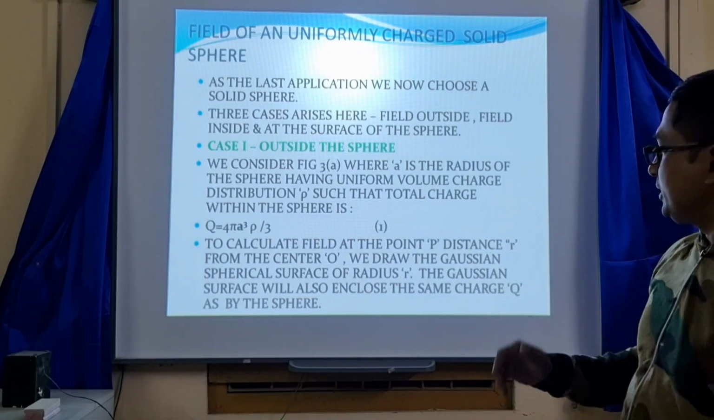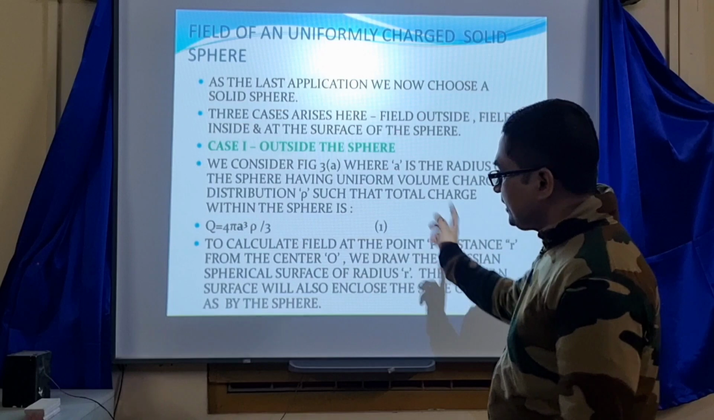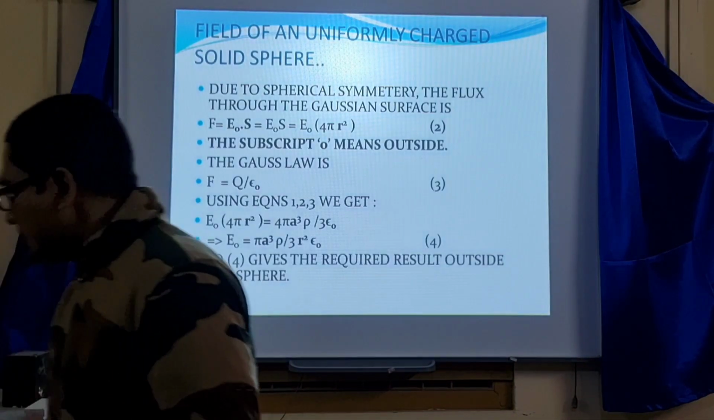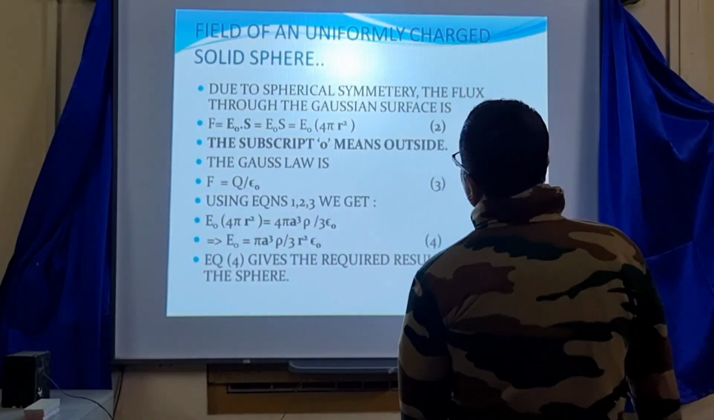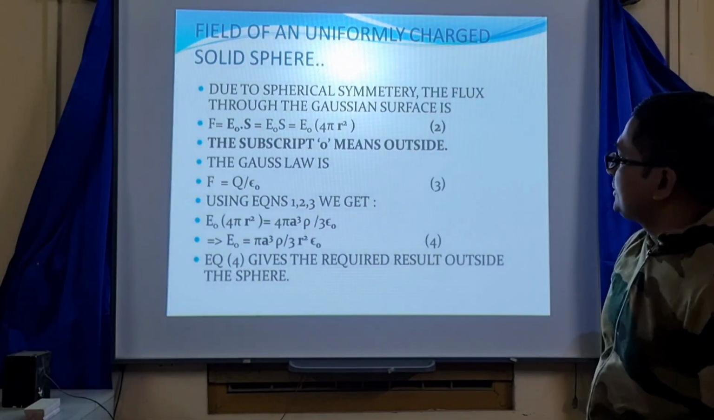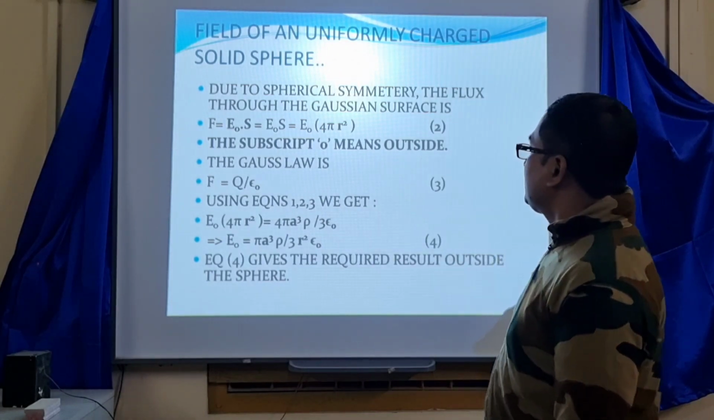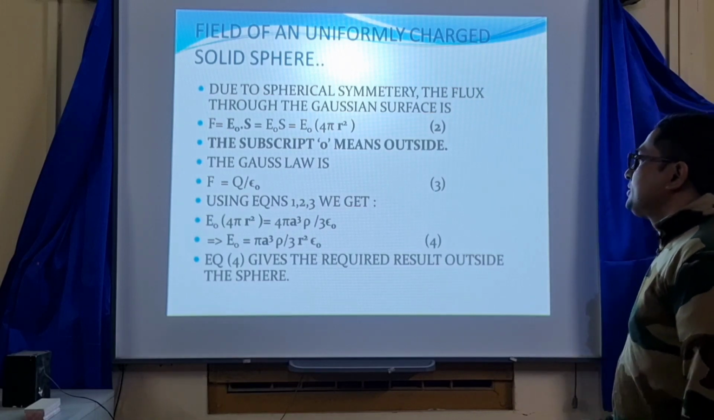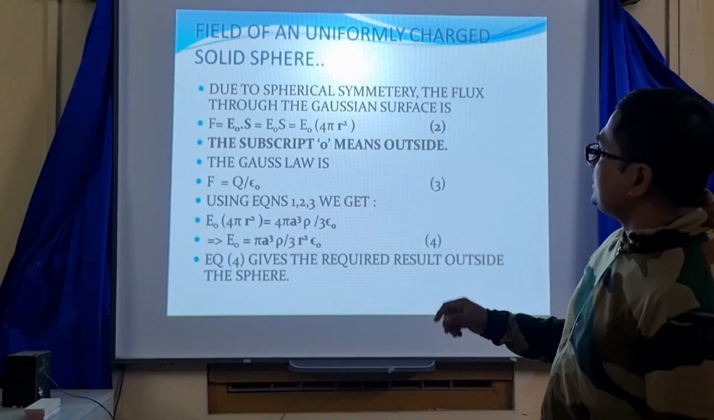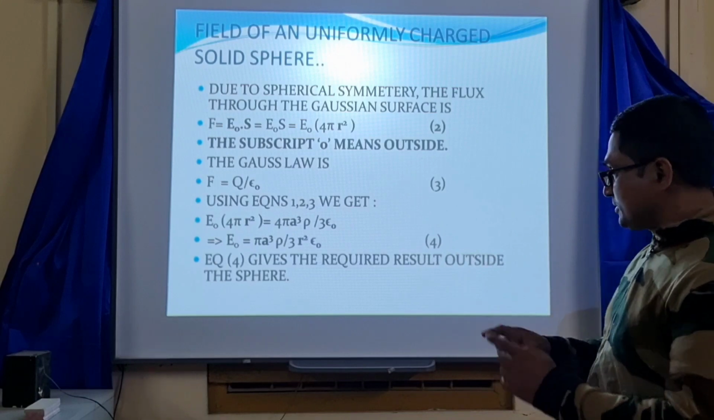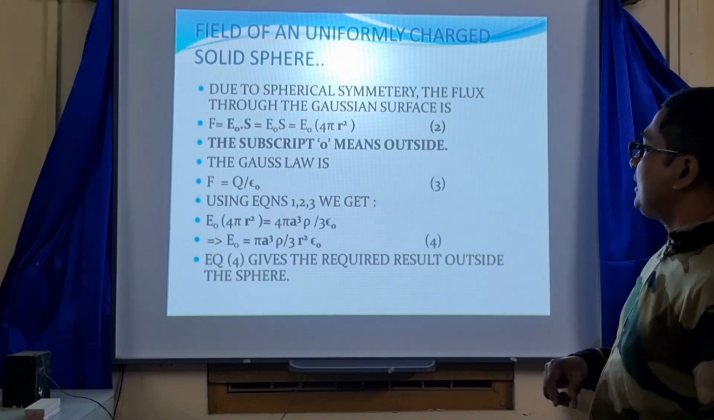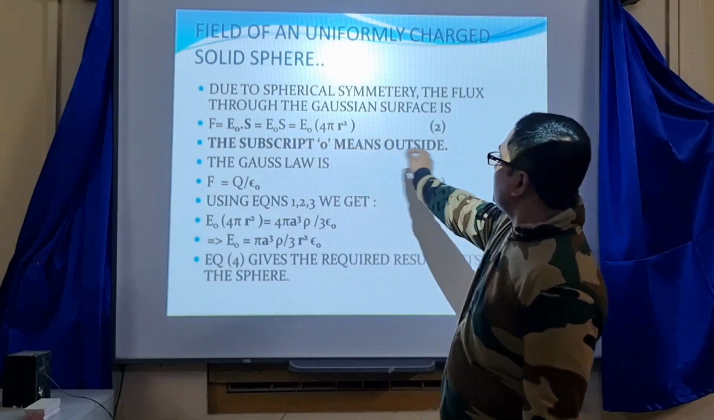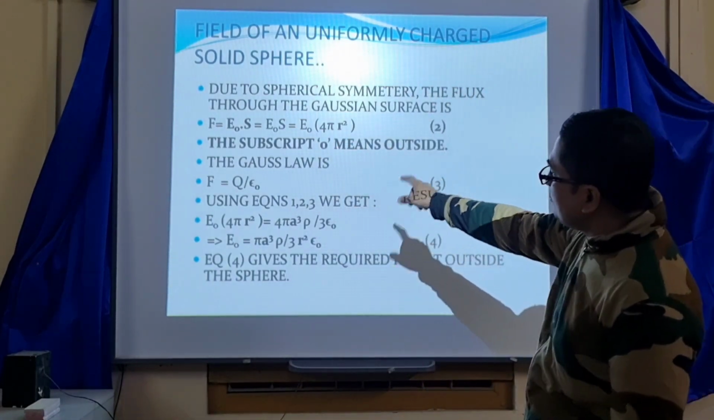In every case we have to do that. The Gaussian surface has radius r, as shown in figure 3a. Now let's calculate the flux. The flux is defined as the electric field dot surface area, and since the angle is 0, it is E naught times S. S is the area of the spherical surface, which is 4 pi r squared. So this is the equation. Here we put the subscript O, meaning outside the sphere.